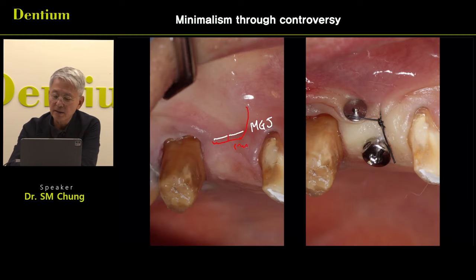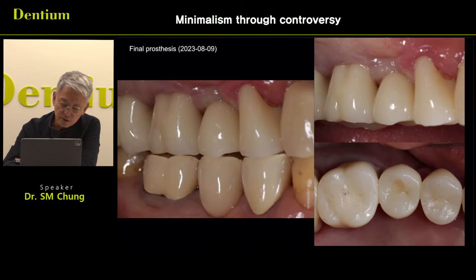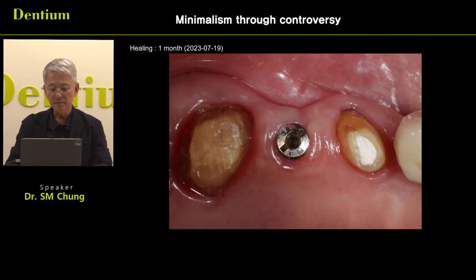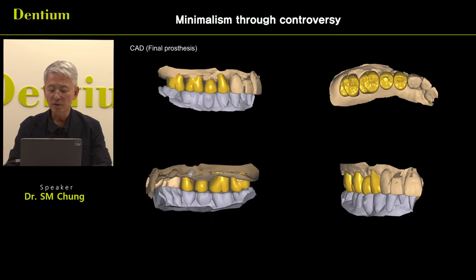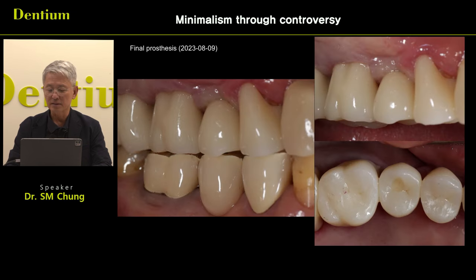Before and after the surgery, we try to keep 1 millimeter, this is the mucogingival junction. We made the incision with 1 millimeter of keratinized gingiva and a small vertical incision. After flap retraction, we made a very small hole for minimal segmentation. One month later, there was very good healing. Through the virtual setup, we made the final prosthesis with full zirconia.